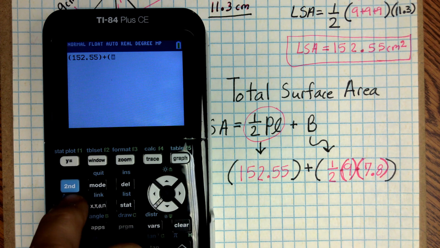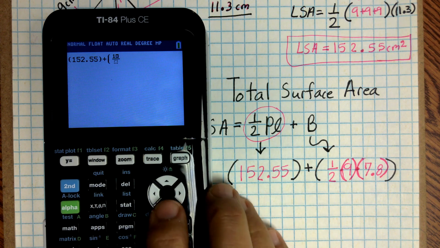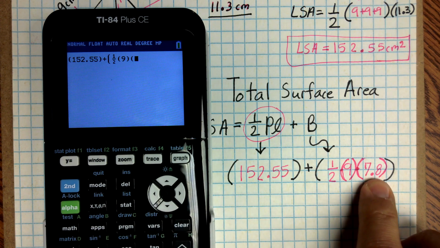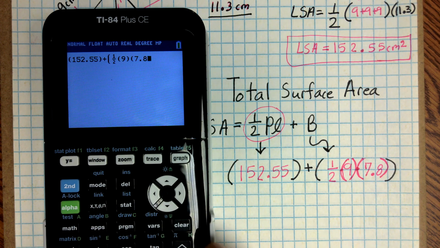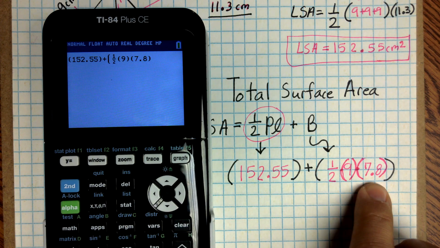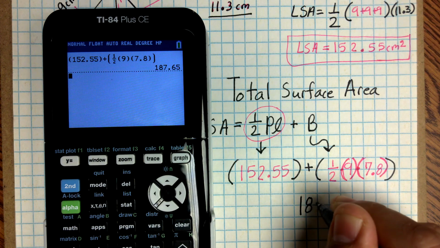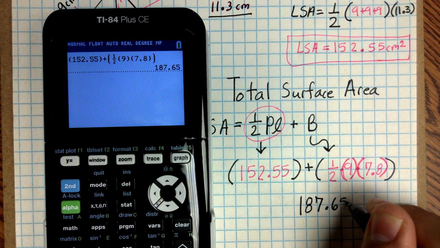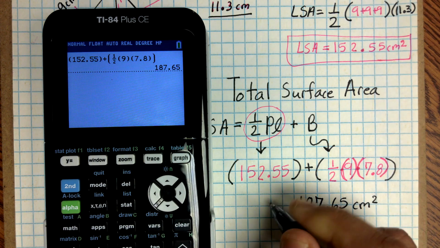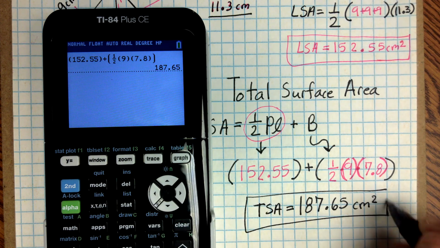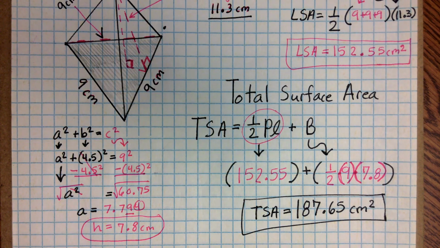So I'm going to do alpha y equals enter to get my fraction bar, 1/2 parenthesis 9 close parenthesis 7.8, which is the height of our triangle. So that's the base of the triangle times the height of the triangle, and then close parenthesis again, hit enter, and it gives me 187.65. And that is our total surface area, or what I like to call TSA. So now we have solved for the lateral surface area, and we have solved for the total surface area.